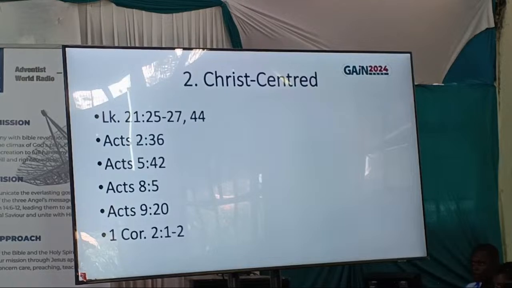24, 15. I will just change that one. Verse 24, verse 25 to 27.